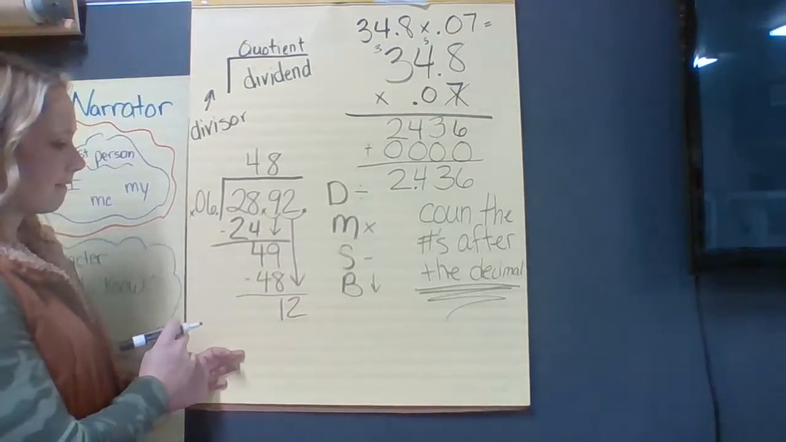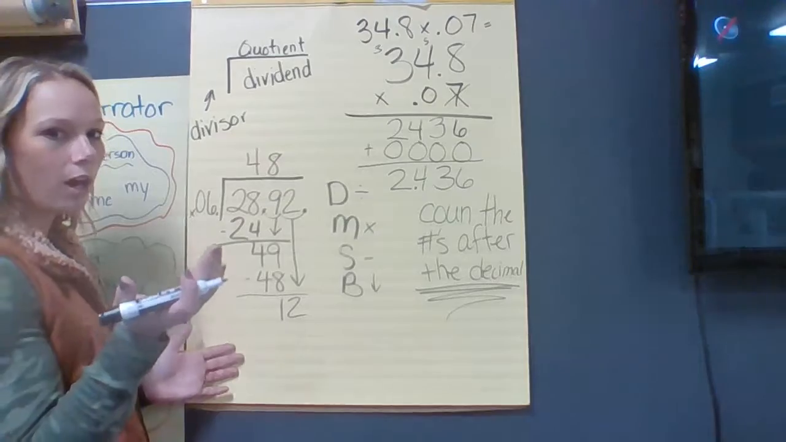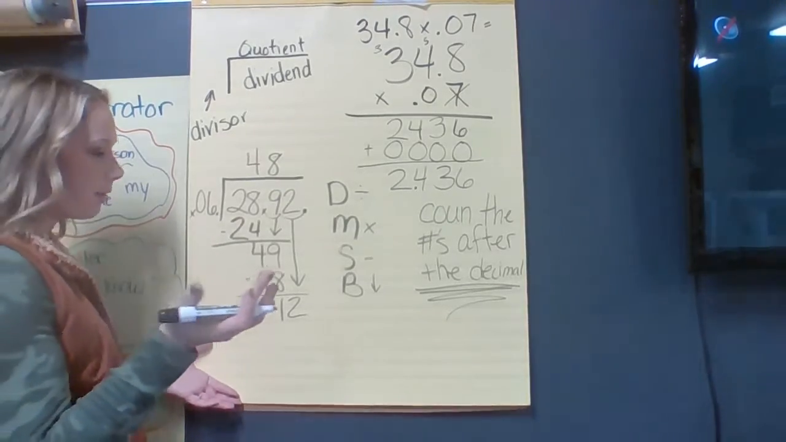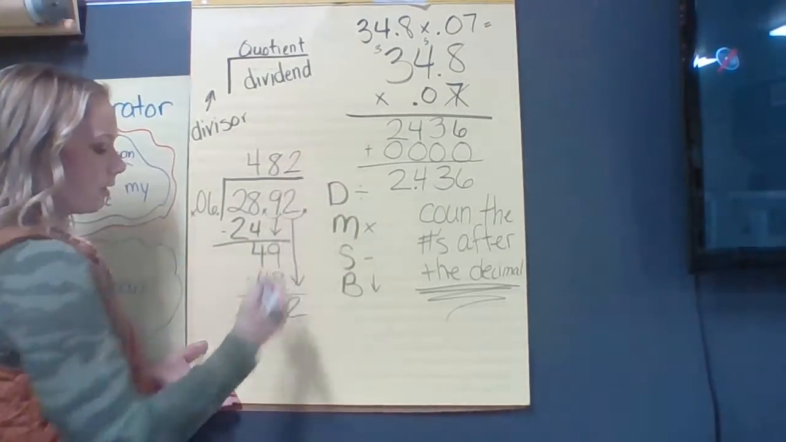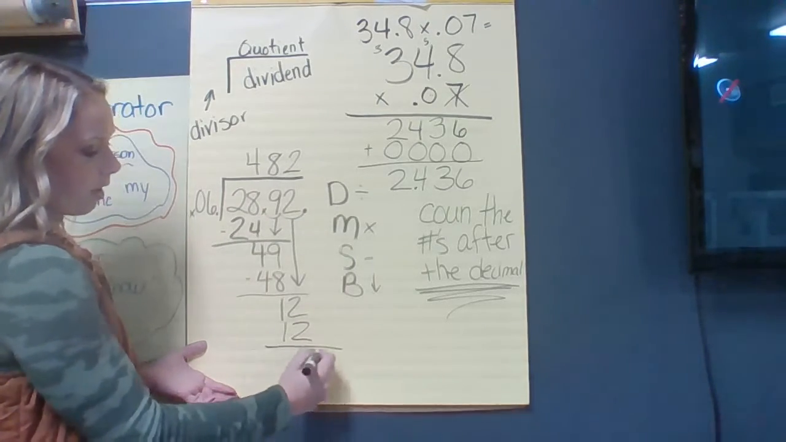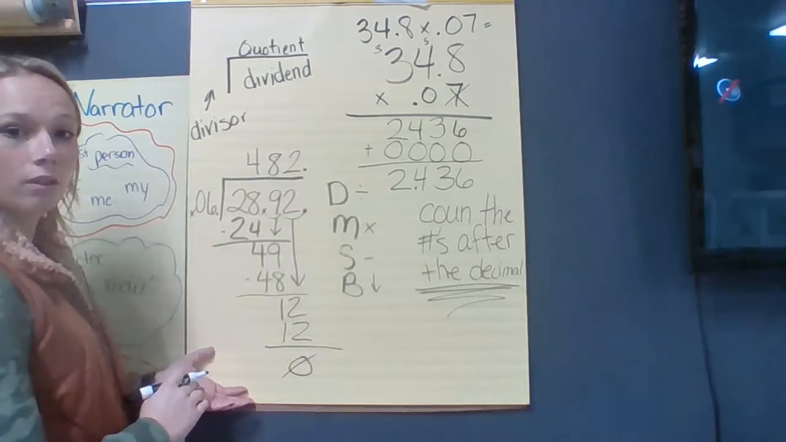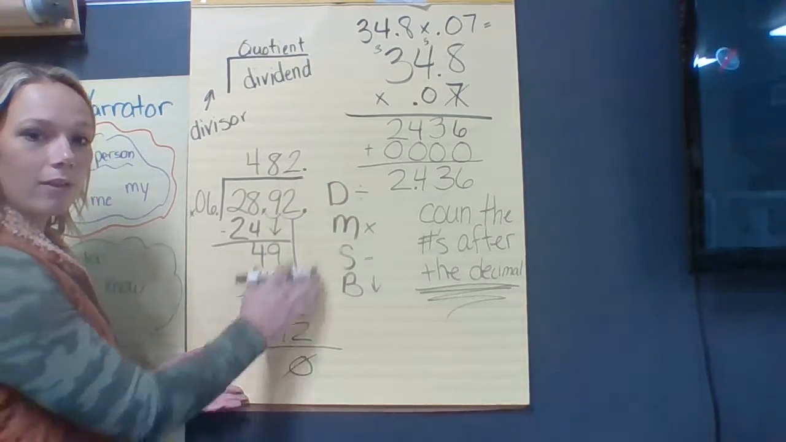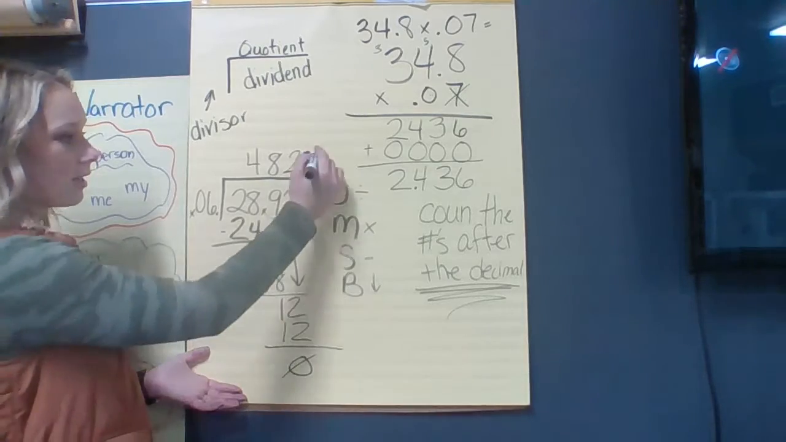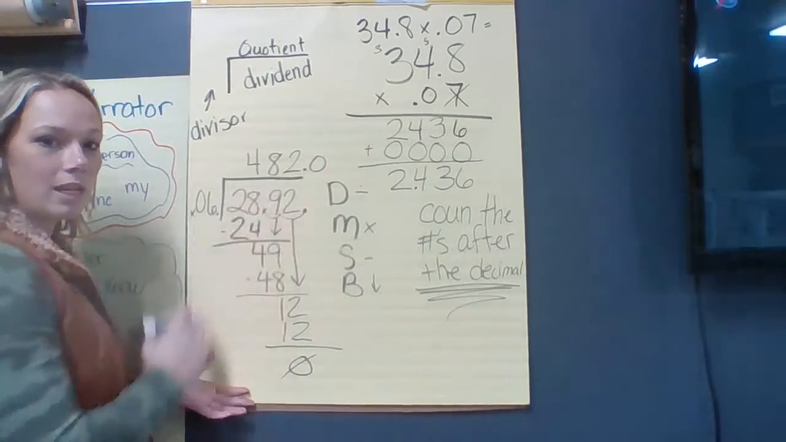How many times can 6 go into 12? Easy. This is like a second grade math fact. 2 times. 2 times 6 is 12. 0. I just have this decimal left, but I don't have anything left here, and I don't have anything to bring it down, so I can either put a 0 on the end, or I can leave it as 482.